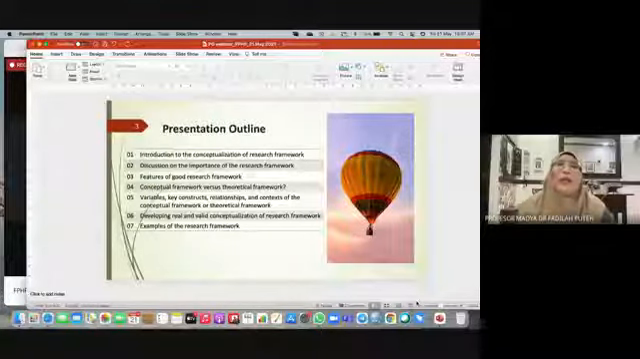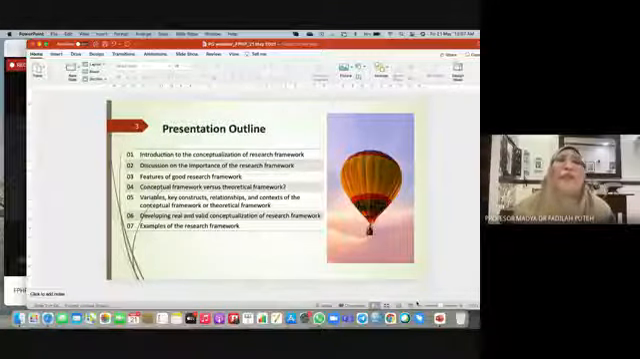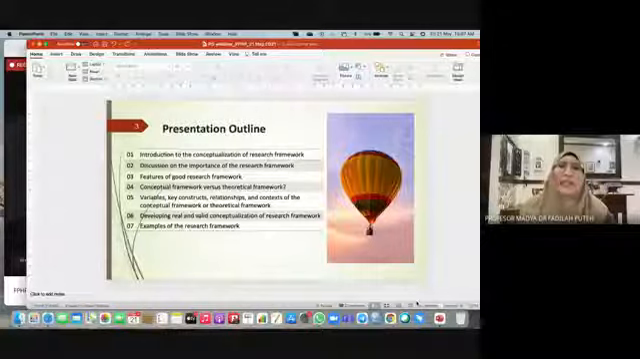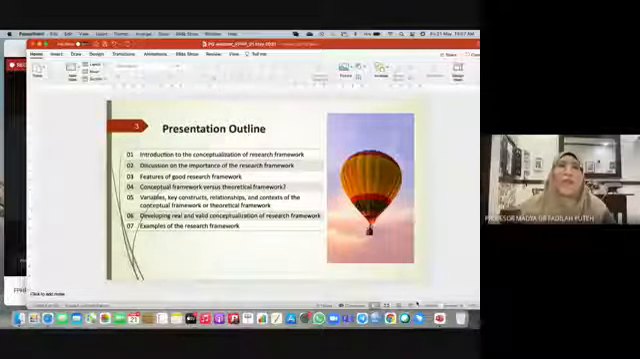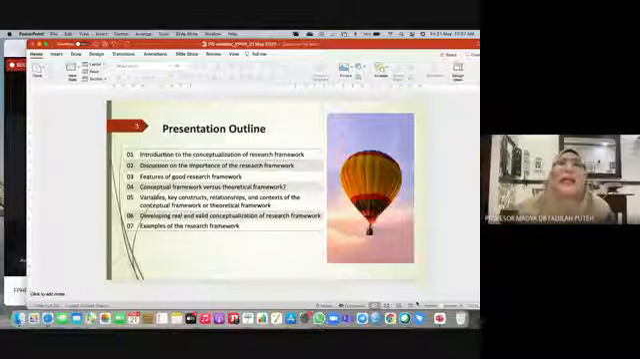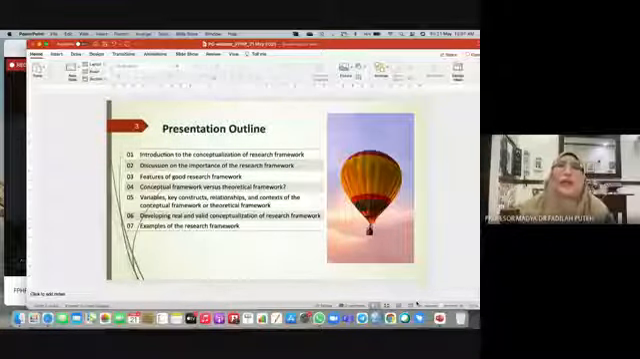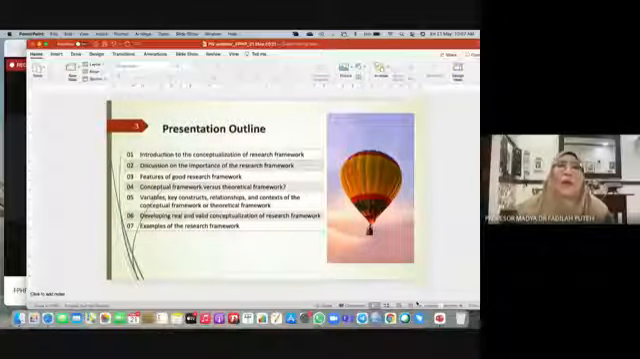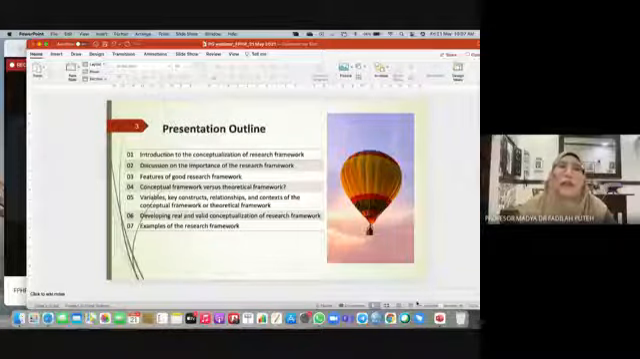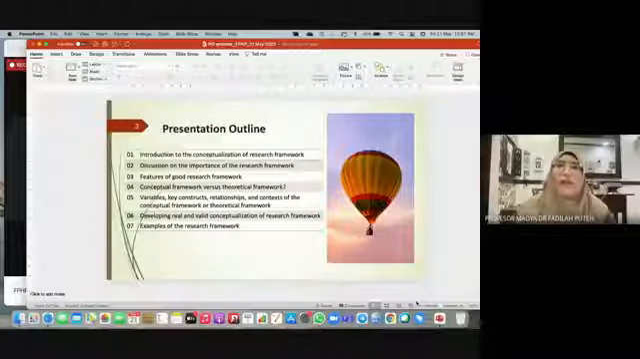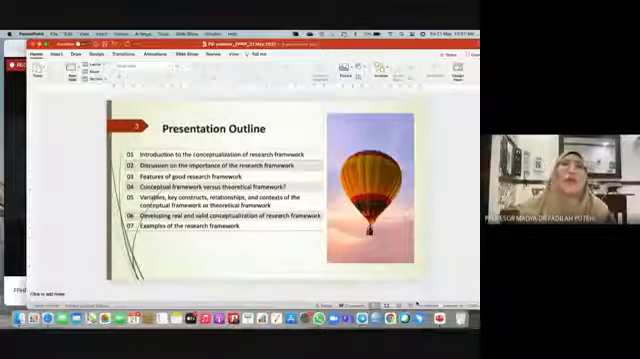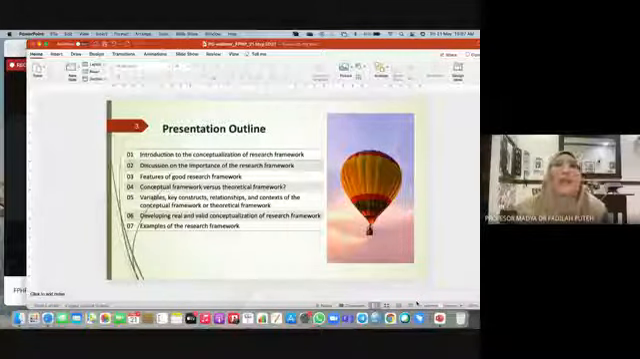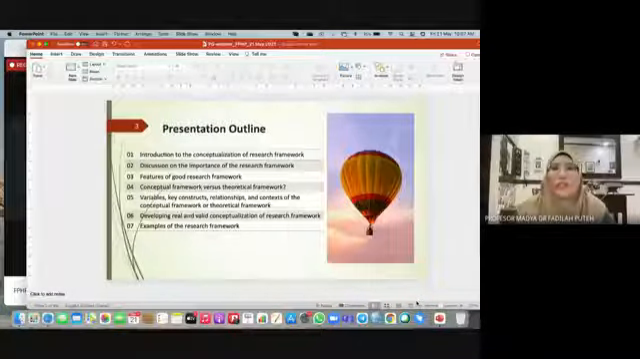The third one, we are going to talk about the features of a good research framework. And then we will differentiate between conceptual framework versus theoretical framework. What is the difference between these two? And then number five, we are going to discuss what the variables typically are in this research. We will talk about the key constructs, relationship between the constructs, and also the context of conceptual framework and theoretical framework.